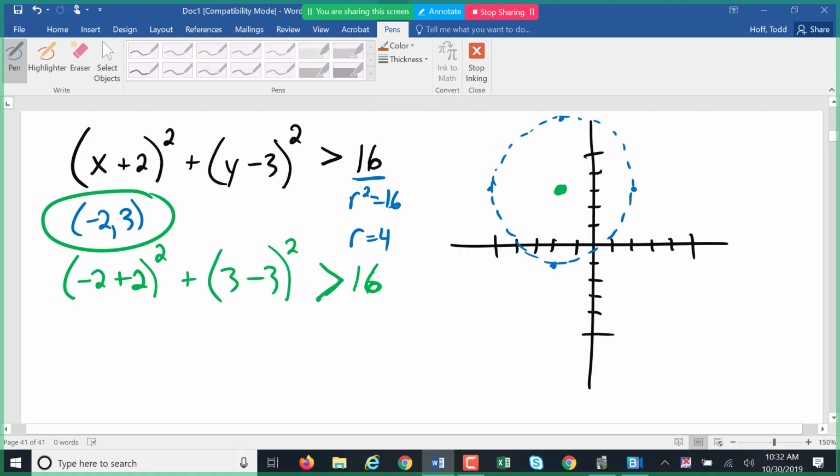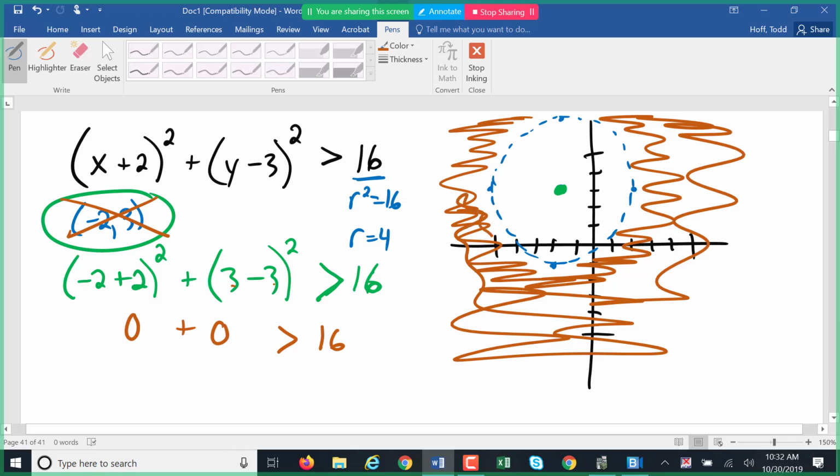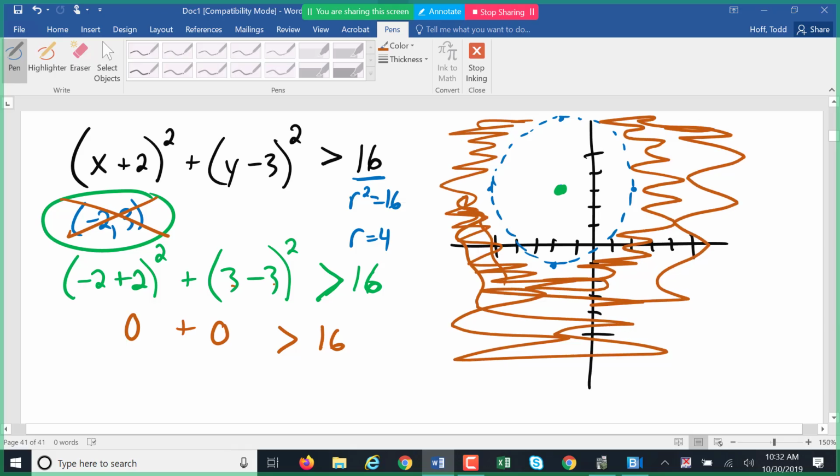Well, negative 2 plus 2 is 0, squared is 0. 3 minus 3 is 0, squared is 0. Well, 0 plus 0 is not greater than 16. So this point, the center of the circle, is not a solution. So since that's not a solution, that means the solutions can't be inside the circle. They must be outside the circle. So we color in outside of the circle as our solutions. So any point that's outside that circle is a solution. The dotted curve on the circle tells us that points that are exactly on the circle are not solutions.